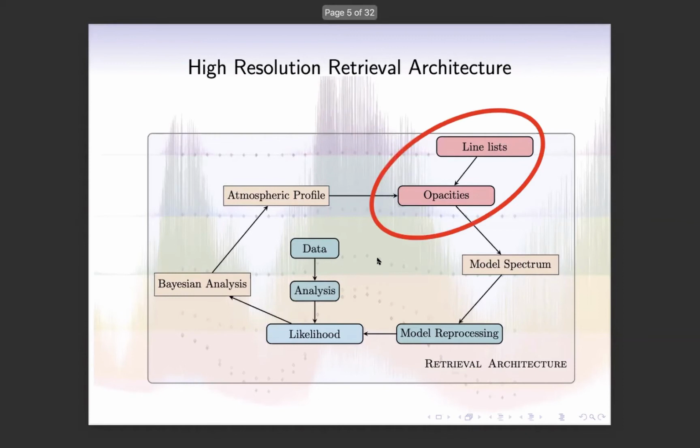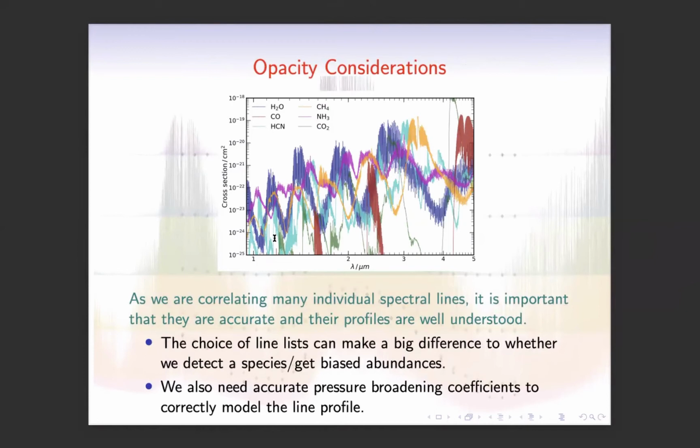So the first thing I want to talk to you about is the line lists and the opacity considerations that we need for high resolution. Now, because you're generating a spectrum at R of 100,000, you've got to make sure that those line lists are also there or thereabouts at that kind of accuracy. So here you can see, in the infrared between 1 and 5 micron, the opacities of various organic volatile species. They go up and down, but generally there is some region where each of them has a dominant opacity. Most of my talk is going to be focused on the infrared, but everything I say is also applicable to the optical with refractory species and atomic species as well.